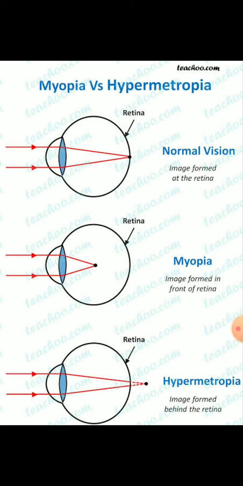Whereas hypermetropia is called farsightedness. For this defect, a person with hypermetropia can see distant objects clearly but cannot see nearby objects clearly. And what happens with the hypermetropic eye? The image is formed behind the retina. So, what is to be done? We will make use of a converging lens, which is a convex lens. So, this is all about myopia and hypermetropia.